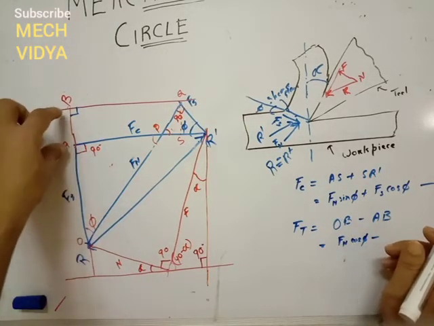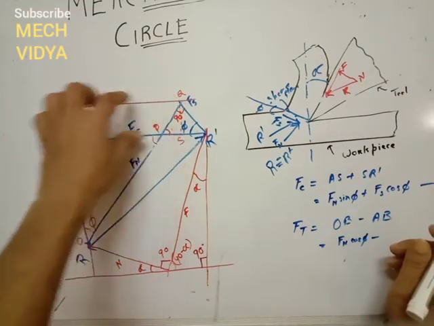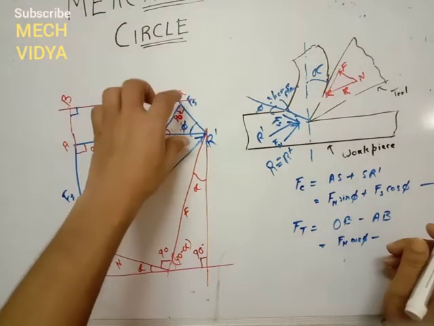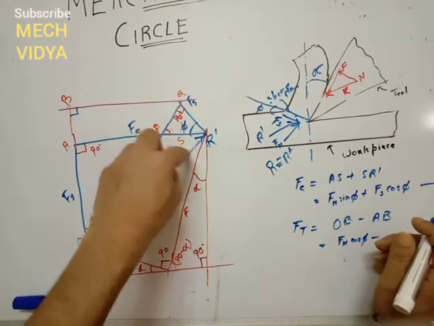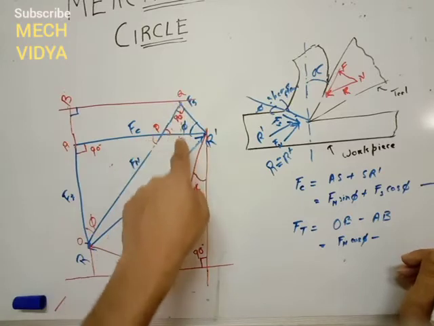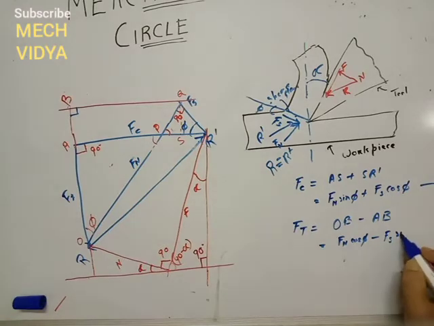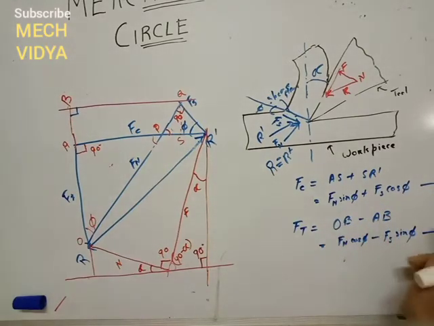what is AB? AB can be written as QS, because as I told you, this is a rectangle, so this length AB and the perpendicular QS are the same. So from right angle triangle QSR dash, AB can be written in terms of QS as Fs sine phi. So we have got these two equations.